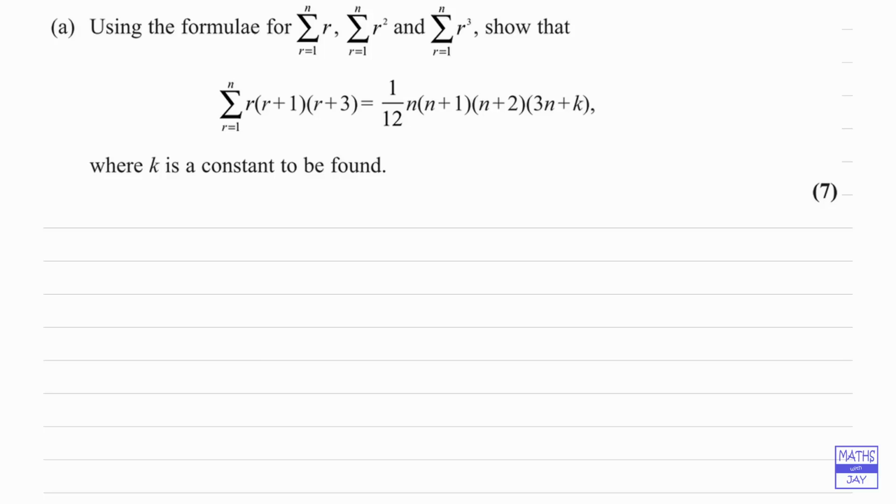So this is a two-part question, and we're starting off by looking at the longer part where we have to show something. And it's telling us which formulae to use, so let's write those down to start with.